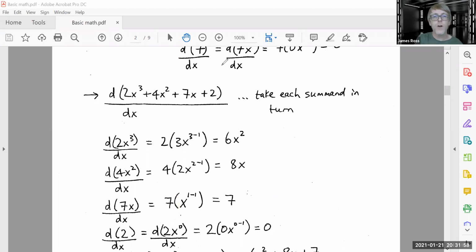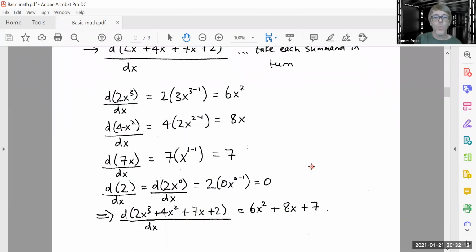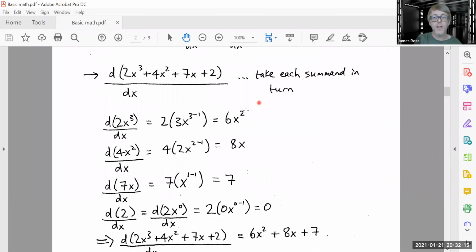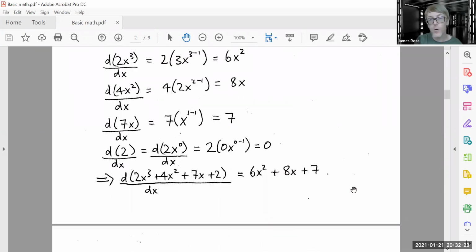Okay, so once you've got each summand separately, oh, we've got the constant 2. The constant 2 is going to return a 0 for similar reasons to the above example. Once you've got them all, you can just add these values back. So we have a 6x squared term, an 8x term, a 7 term. Obviously, we don't have to add a 0, and that's our final answer. Okay, so that's pretty basic.